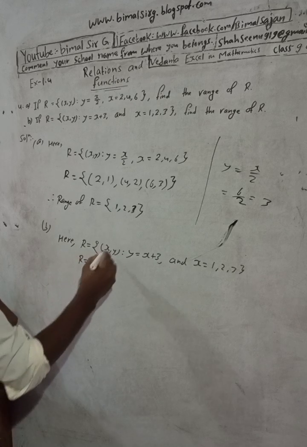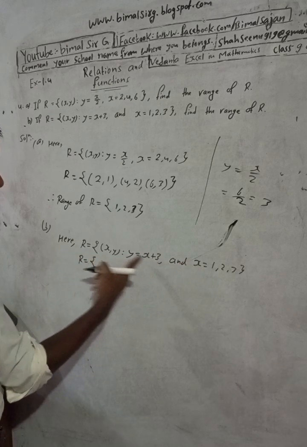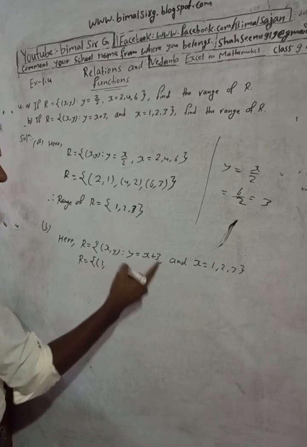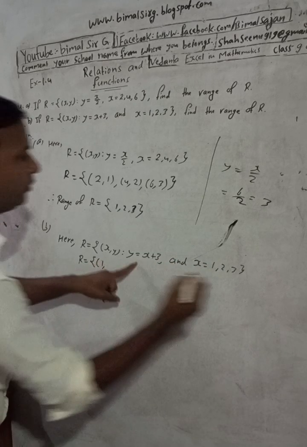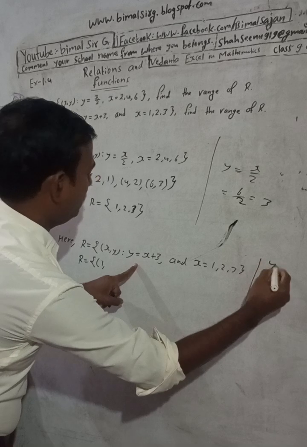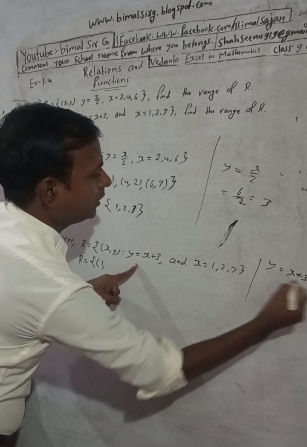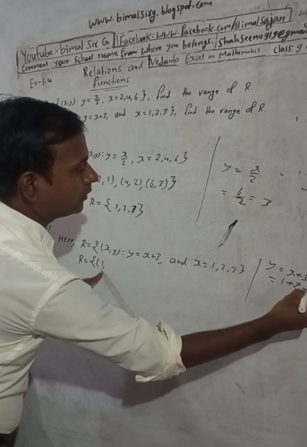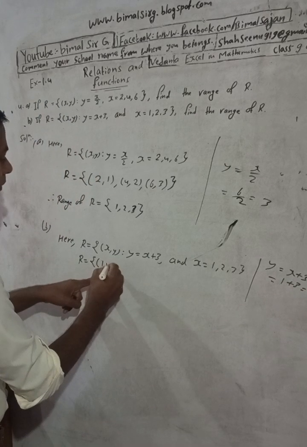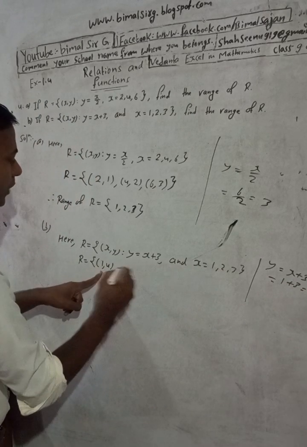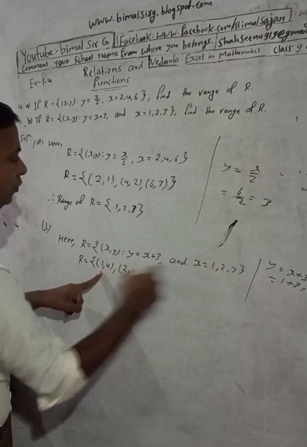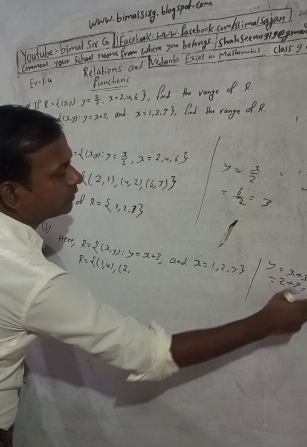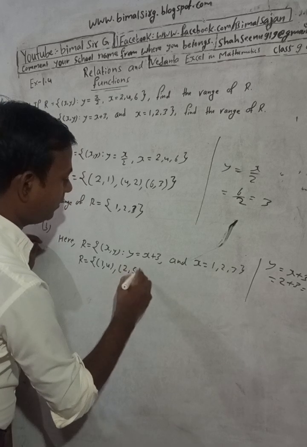Now in place of x, x is equal to 1, so put 1 here. And what is y? In the rough, y is equal to x plus 3. We have taken x value 1, so 1 plus 3 will be 4. Now take x equal to 2, so 2 plus 3 will be 5.